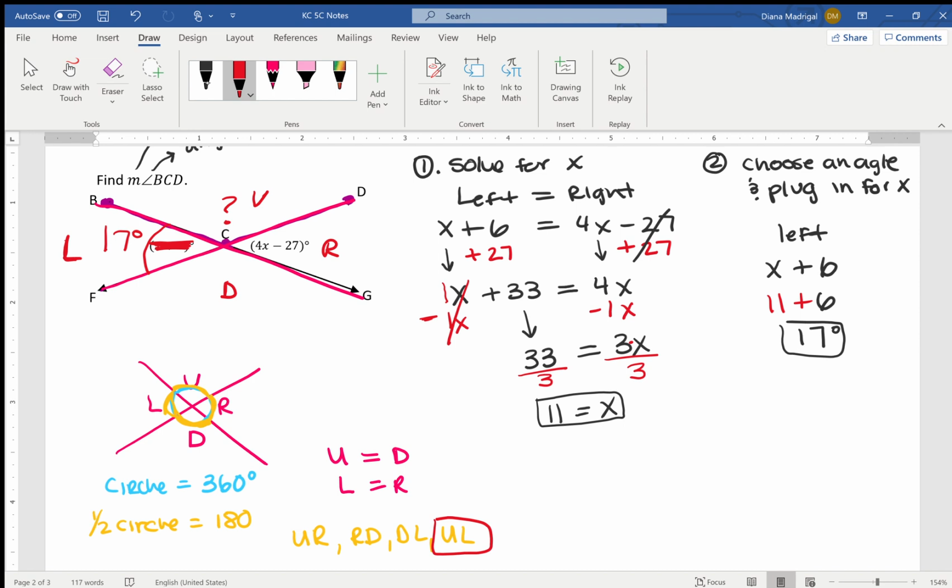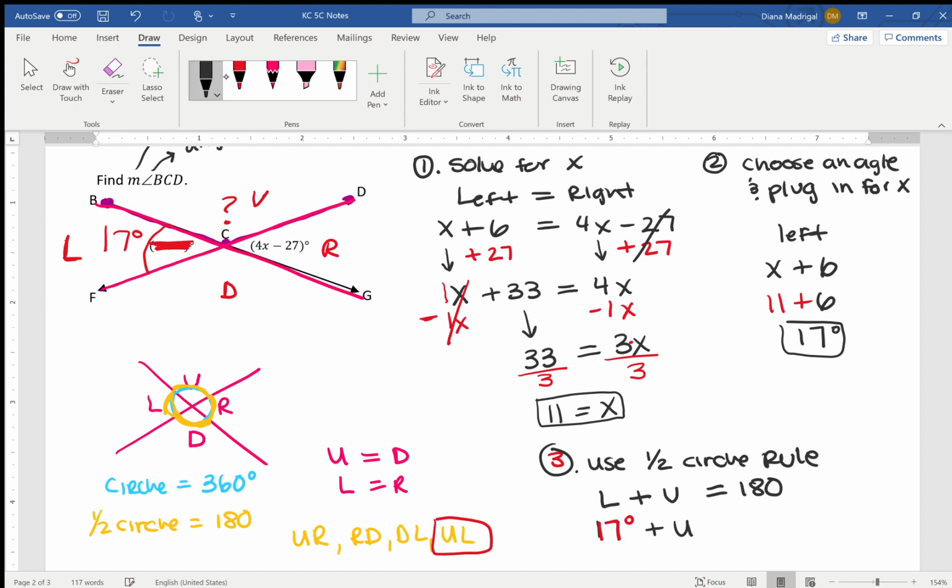So step 3, use the half of a circle rule. I know that the left with the upper angle equals 180. That's my rule. How much is the left? Well, I figured out that the left is 17. How much is the upper one? I have no idea. That's what I'm trying to find out. So I'm going to leave it as U, and I'm going to set it equal to 180. And then finally, I just have to solve for it.